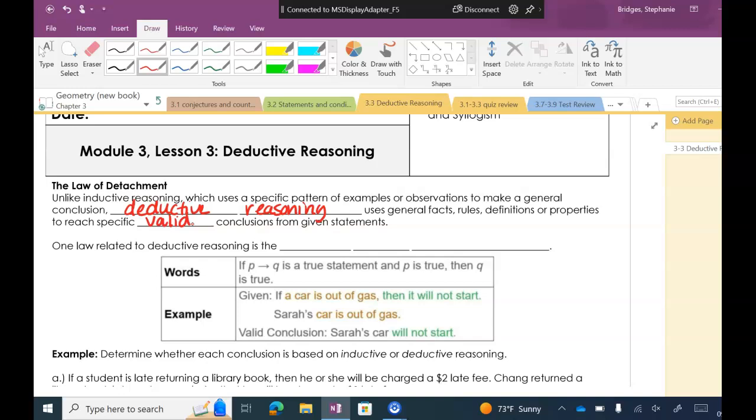So that's the difference between inductive and deductive. Inductive is based off of patterns and observations. Deductive is based off of rules and facts, definitions, things like that. So the first law that we are going to talk about that is related to deductive reasoning is called the law of detachment. Okay, the law of detachment.